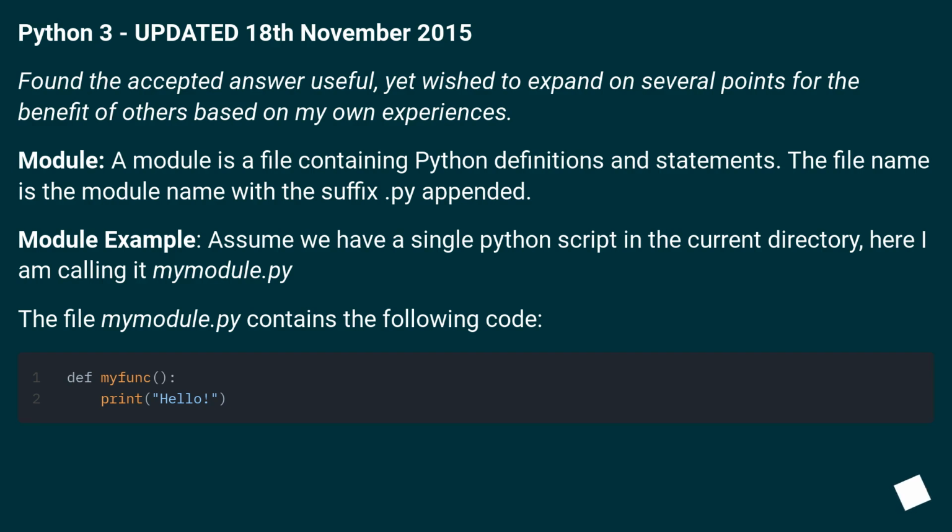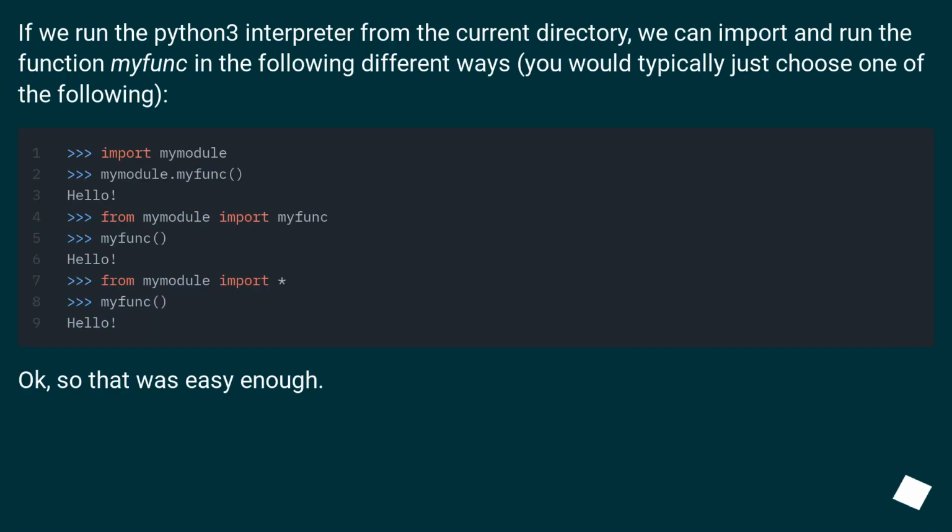Module example. Assume we have a single Python script in the current directory. Here I am calling it mymodule.py. The file mymodule.py contains the following code. If we run the Python 3 interpreter from the current directory, we can import and run the function myfunc in the following different ways. You would typically just choose one of the following. Okay, so that was easy enough.